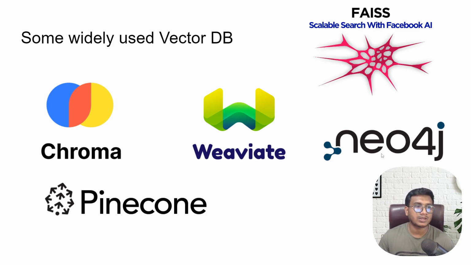Here we'll be exploring all of them one by one. In the next video, we'll see how we can use ChromaDB, and ChromaDB is a local vector database, while Pinecone, Weaviate, and Neo4j are cloud-based vector databases. Faiss is also a local vector database. That means if you want to store your data locally, you can use ChromaDB or Faiss, and if you want to store it in the cloud, you can use Pinecone, Weaviate, or Neo4j. So guys, let's start the practical from the next video.